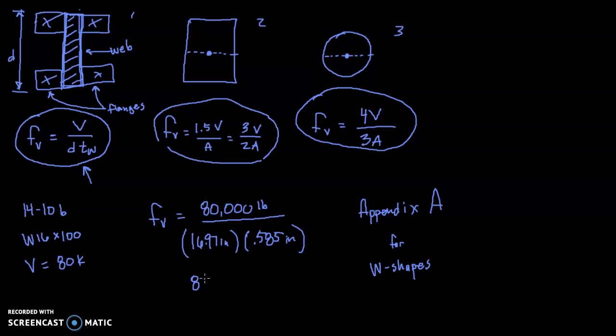And so when we divide 80,000 by the product of these two, if we do it in pounds, we'll get 8,060 pounds per square inch, or psi. If we'd kept this in kips, we would have gotten 8.06 ksi, or kips per square inch. So this is the maximum stress that will occur due to loading of the web. This is using the web shear approach.